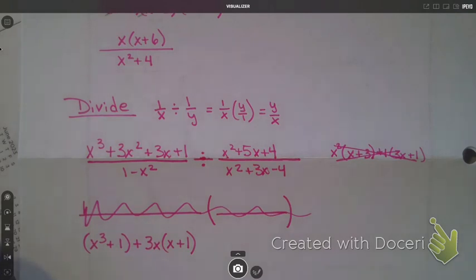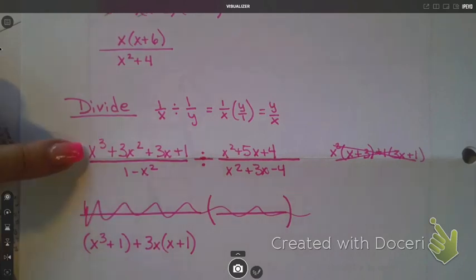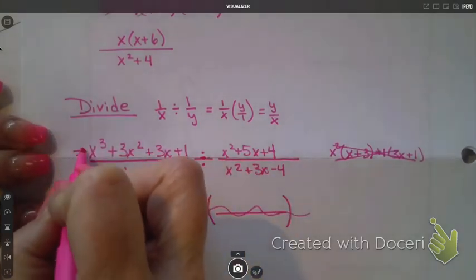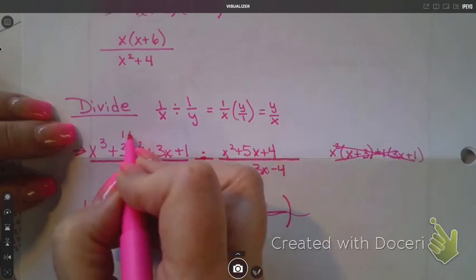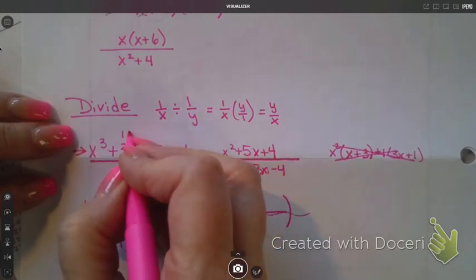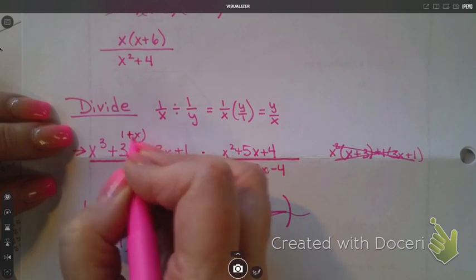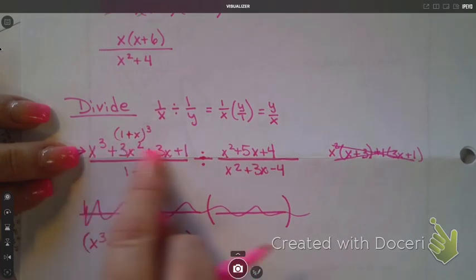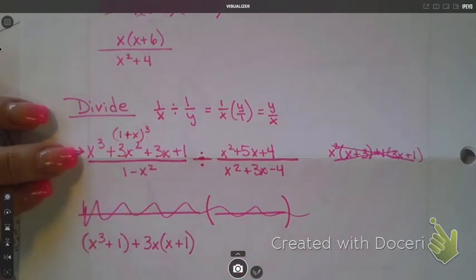I know what it should be because I know this pattern. But why is it not working for me? What if we try the other combination? Well, I know this is 1 plus x cubed. Like, that's what this is. What if we did x cubed plus 3x, group those, and then 3x squared plus 1? Then we get the same thing.